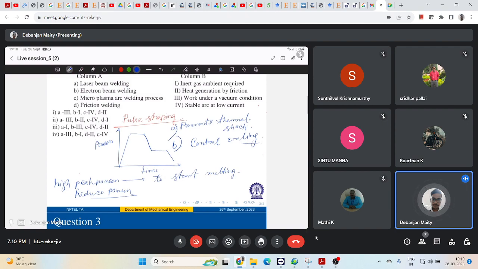Now, if you are heating some crack sensitive materials, you have to use some low peak power initially to melt the first material, and then you can increase the power. If you do some sudden increase of the power in the power distribution, it will initially crack it, and then the complete process will get damaged, right?